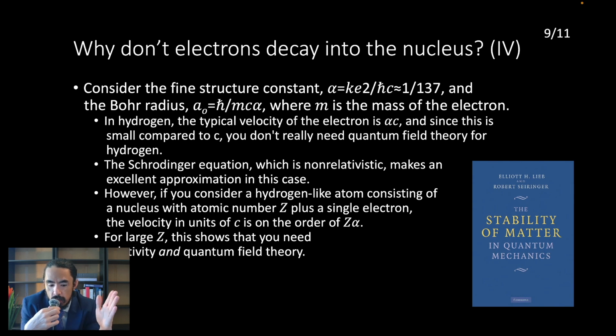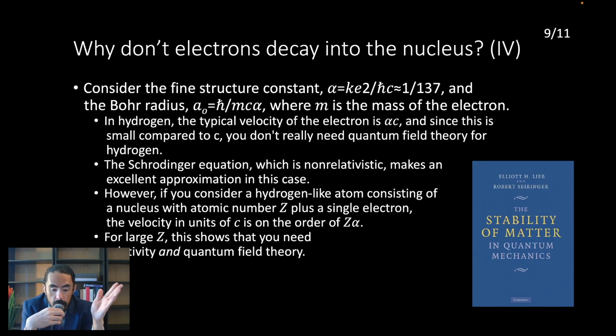You need the additional tools of relativity and quantum theory. And you come to this realization by considering the dimensions of these physical quantities. So in hydrogen, the typical velocity of the electron is alpha times c, the fine structure constant times the speed of light. And since this is small compared to the speed of light, then in some sense you don't really need quantum field theory for hydrogen. And still considering hydrogen, Schrodinger's equation, which is non-relativistic, makes an excellent approximation in this case.